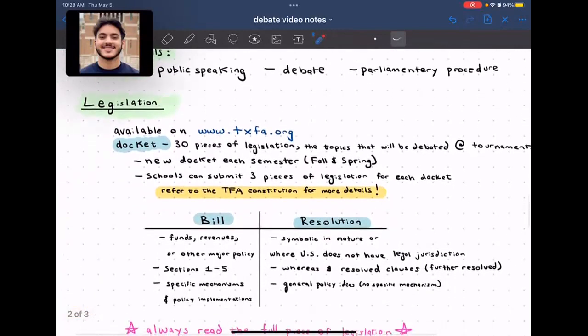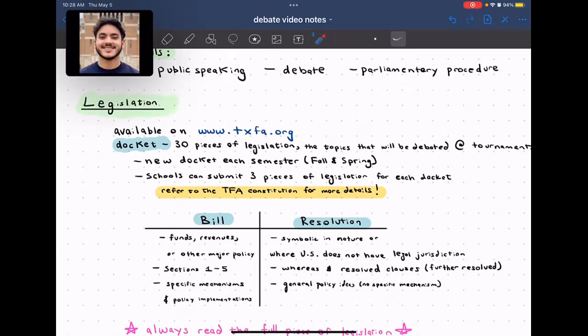So if you're a new student, you may not be familiar with what legislation actually is, and there's no need to worry about that. This legislation is going to be available on the Texas Forensics Association website, and I've put a quick link address over here. So whenever you have the chance, look at the website, go to the Congressional Debate tab or the Congress tab, and you'll find the most up-to-date docket for that particular semester.